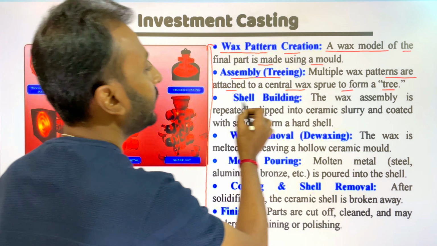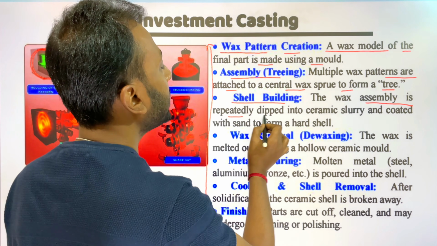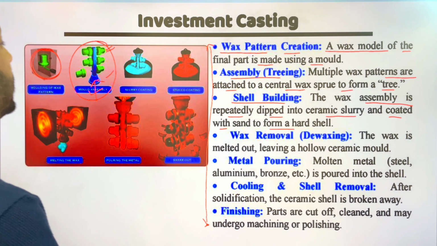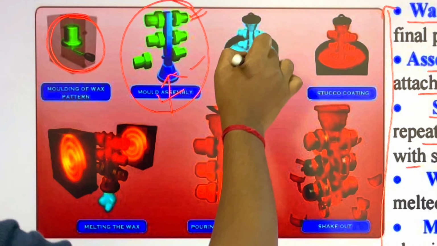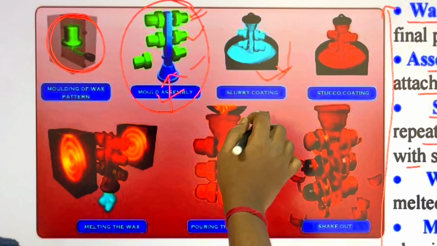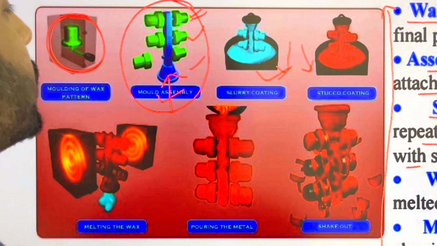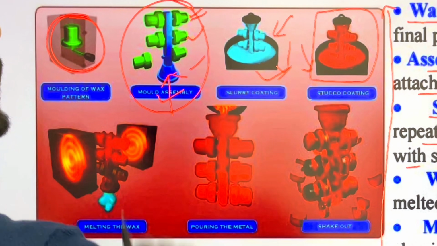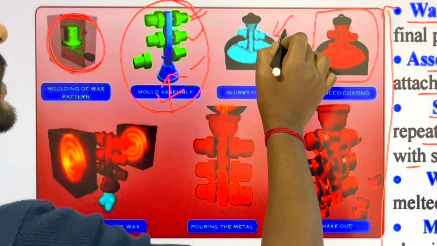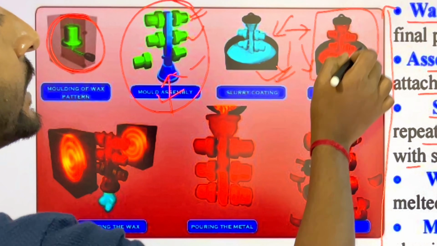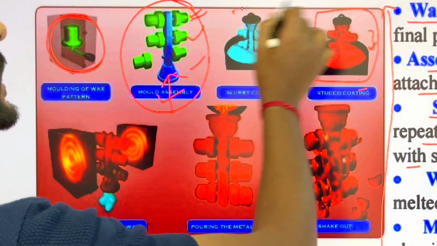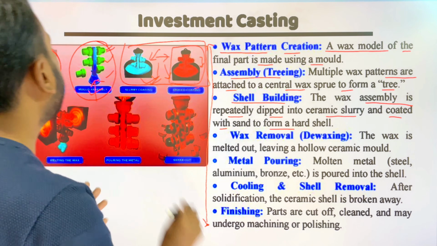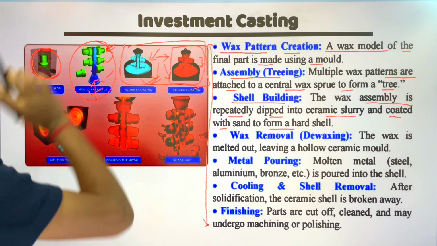Next is shell building. So the wax assembly is repeatedly dipped into ceramic slurry and coated with sand to form a hard shell. So these are the slurry coating. We are dipping this tree into slurry coating. Firstly slurry coating, next the stucco coating. So this stucco coating is none other than sand. So we are dipping this into slurry. Next we are dipping this into stucco coating, that is, into sand. This process is done 3 times and one layer of slurry and sand is created on this tree.